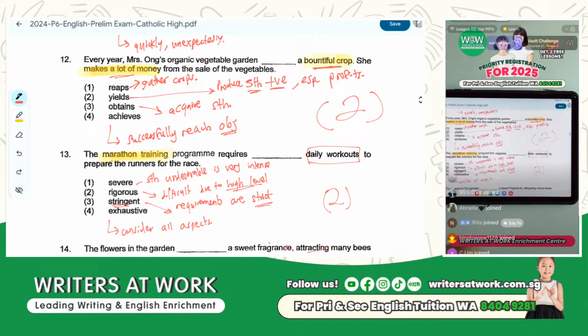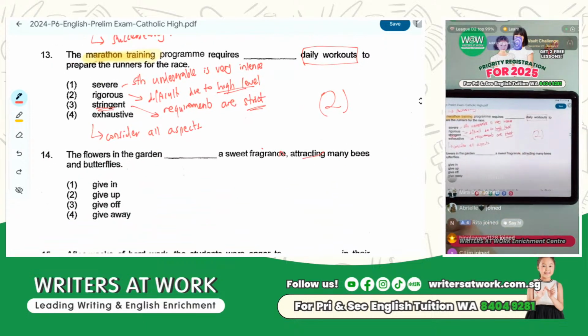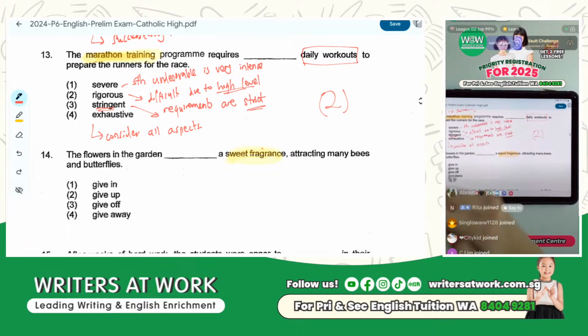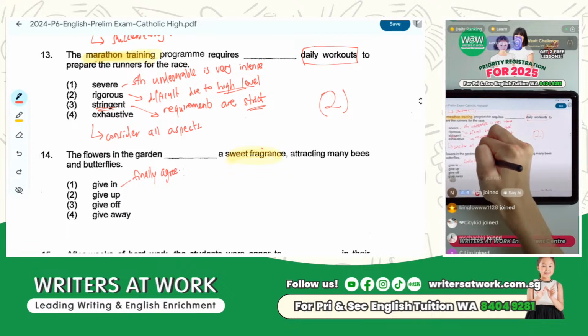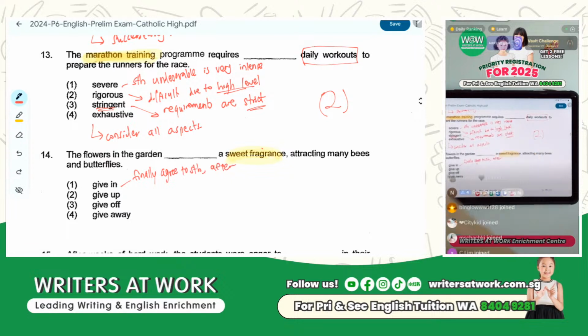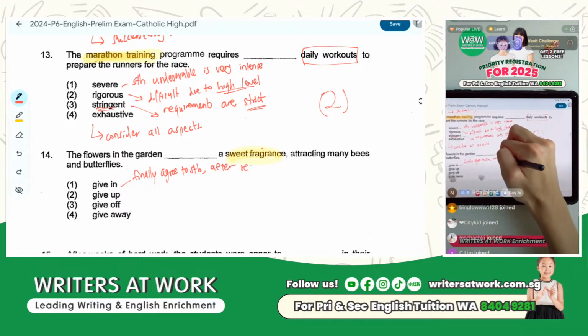Okay, let's take a look at question 14. The flowers in the garden dash a sweet fragrance, attracting many bees and butterflies. So the idea is sweet fragrance. Looking at the options, the first one is give in, which means that you finally agree to something after refusing initially.